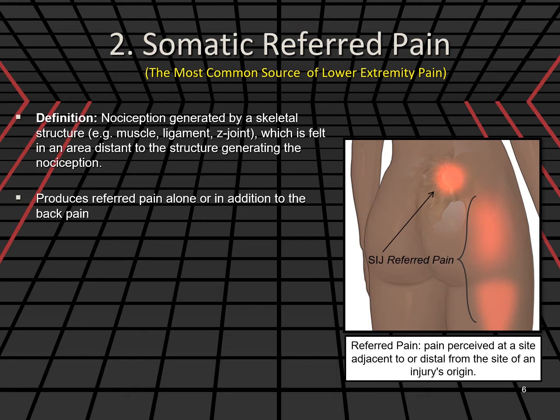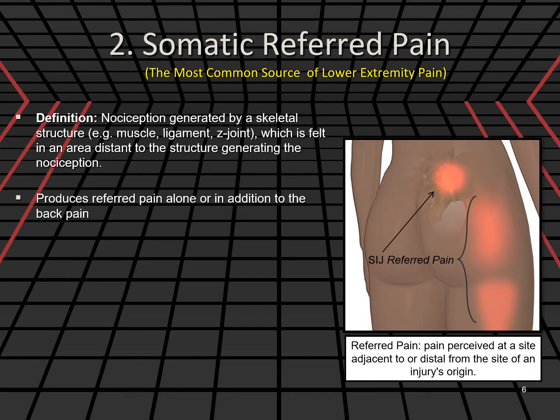More often than not, they actually have somatic referred pain. So what is somatic referred pain by definition? It's basically nociception that's generated by the same skeletal structures that we mentioned for nociceptive back pain. The soft tissue structures, muscles, ligaments, Z joints, capsules, but it's felt in an area that's distant to the structure that's actually generating the nociception.